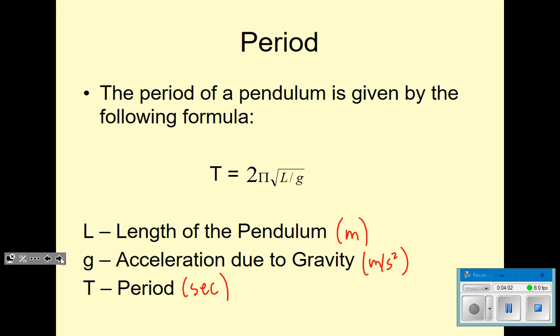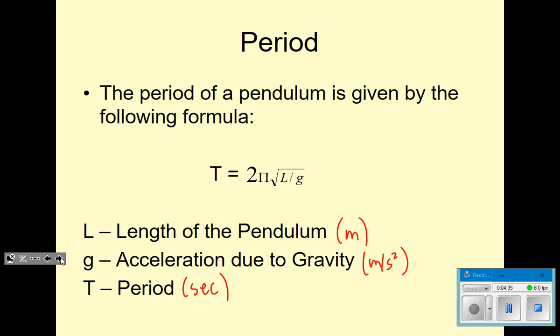Okay, so the next piece that we're going to talk about is the period of a pendulum, and it's given by the formula T equals 2 pi square root of L over g, where L is the length of the pendulum in meters, g is the acceleration due to gravity, which is in meters per second squared, and T is the period in seconds. So this allows us to calculate period, and period is, remember, the amount of time for one swing.